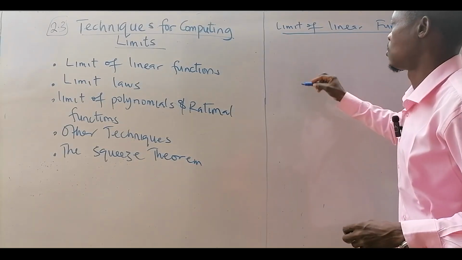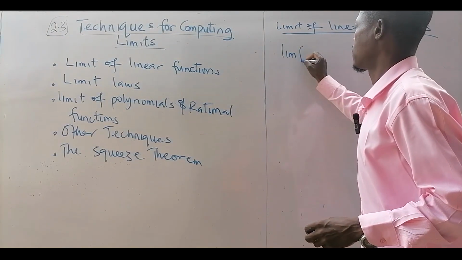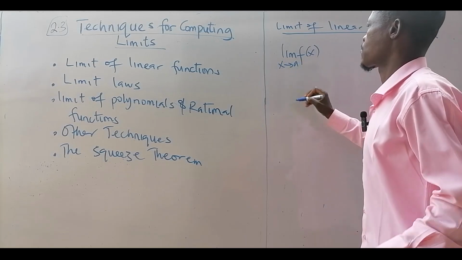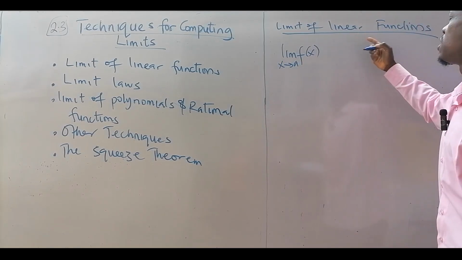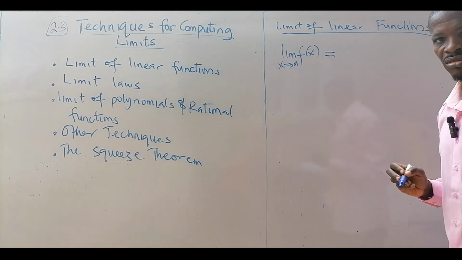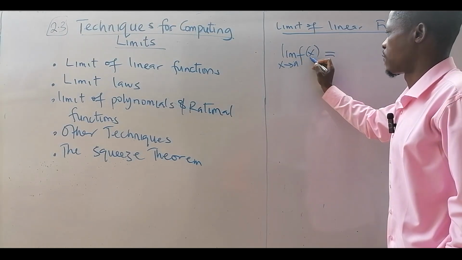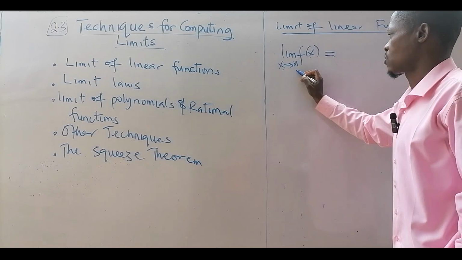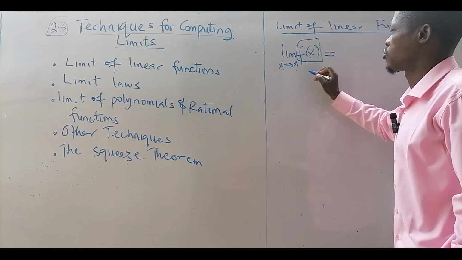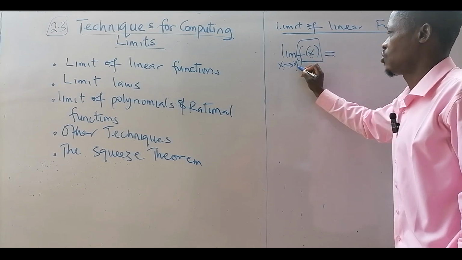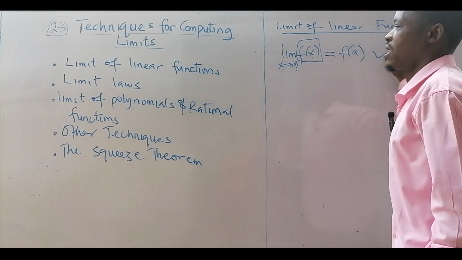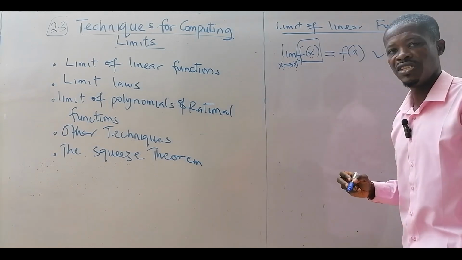Imagine you have the limit of f of x as x tends to a. The limit of a linear function is done by direct substitution. This is your function f of x, so anywhere you see x, you place your a there, and that will give you f of a. And that's that on limits of linear functions.